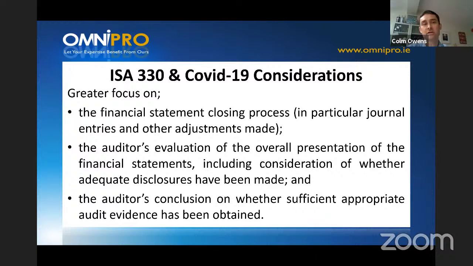And then there's going to be a greater focus on the closing process, so journal adjustments and other adjustments, and how you've addressed them. The next point is the auditor's overall presentation of the financial statements and your conclusion. This goes back to your point at the start, your conclusion on whether appropriate, sufficient audit evidence has been obtained. That's the key that underpins the entire thing. How have you concluded based on all the issues there?